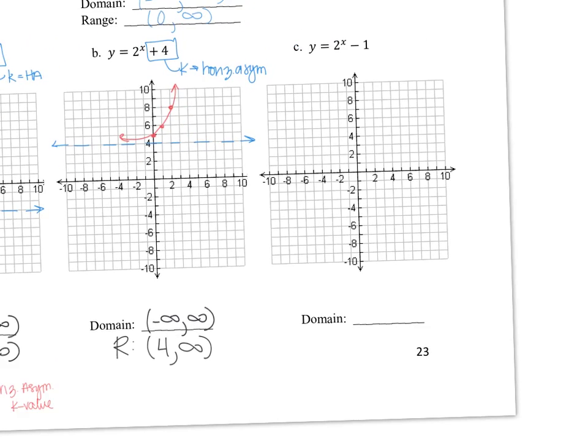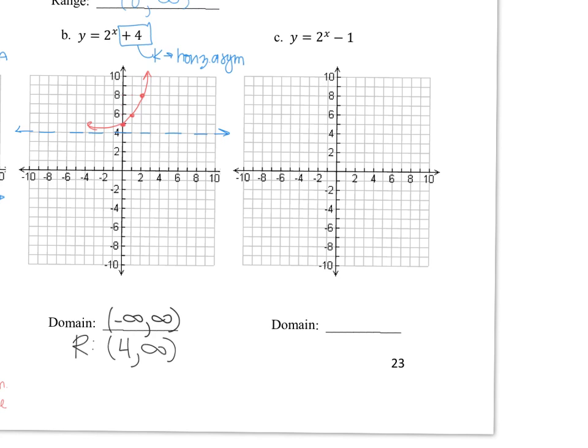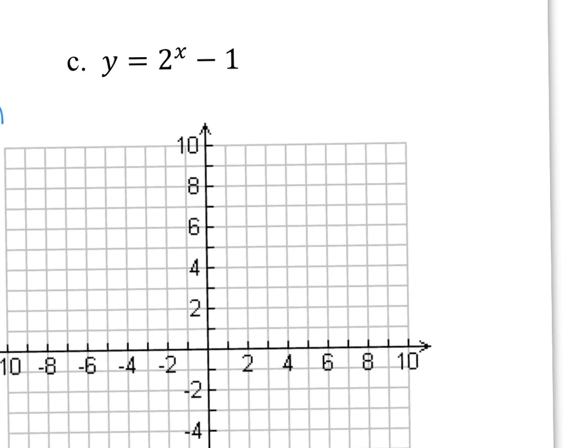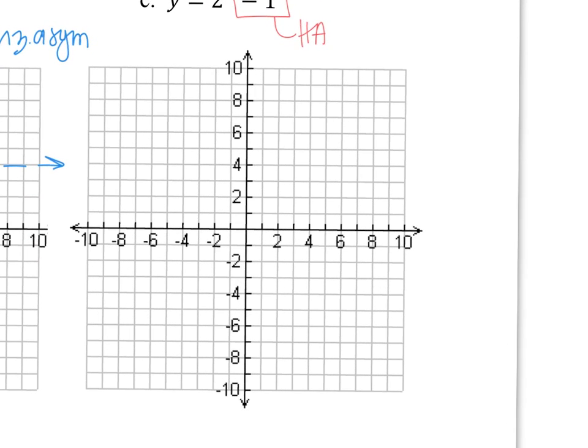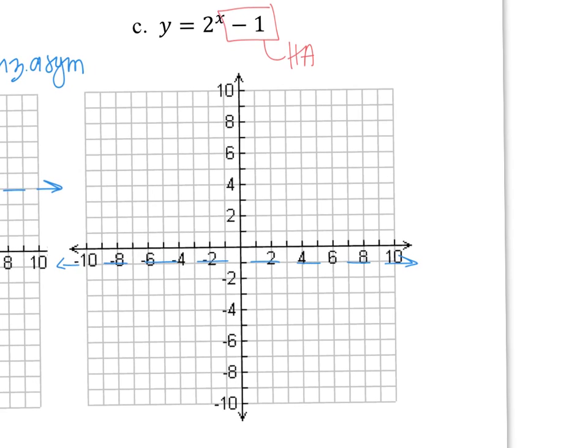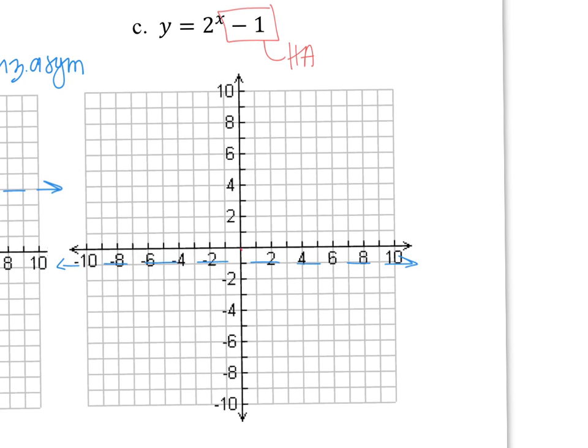So let's look at letter C. If I'm looking at it, what is my k value? My k value is -1. So I know this is going to be my horizontal asymptote, and it's going to be starting at -1. So let's go ahead and draw a horizontal asymptote right there. Now, as I said, once I draw my horizontal asymptote, I'm going to be starting 1 above that. And then I'm going to go up 1 over 1 and do my other dot, and then up 3 over 2 and draw my other dot.